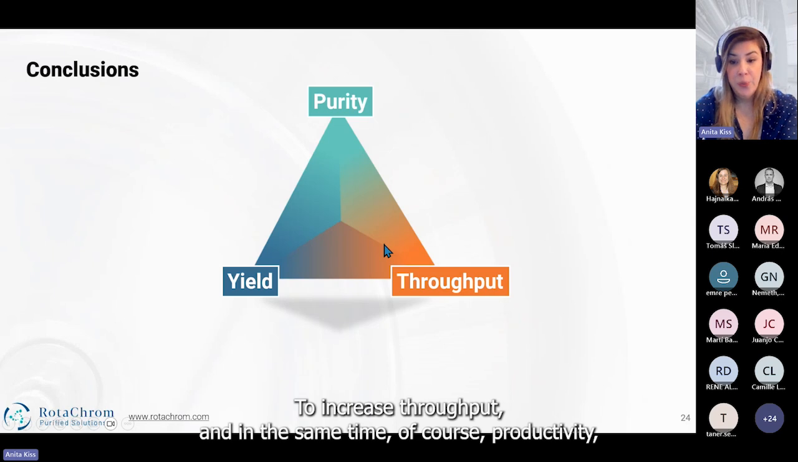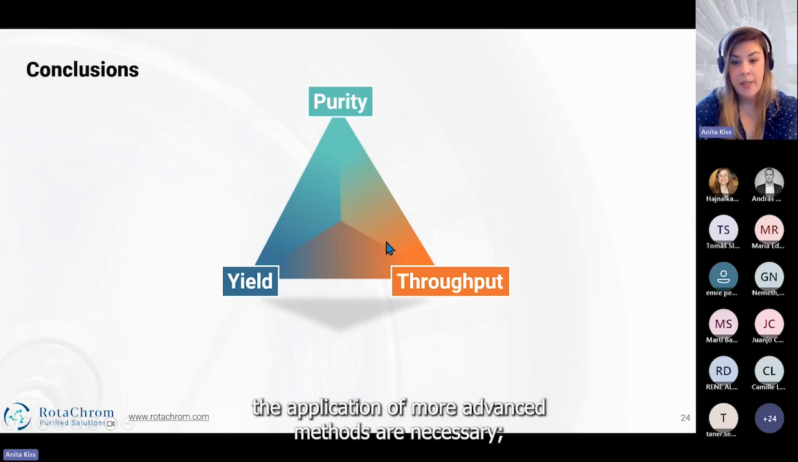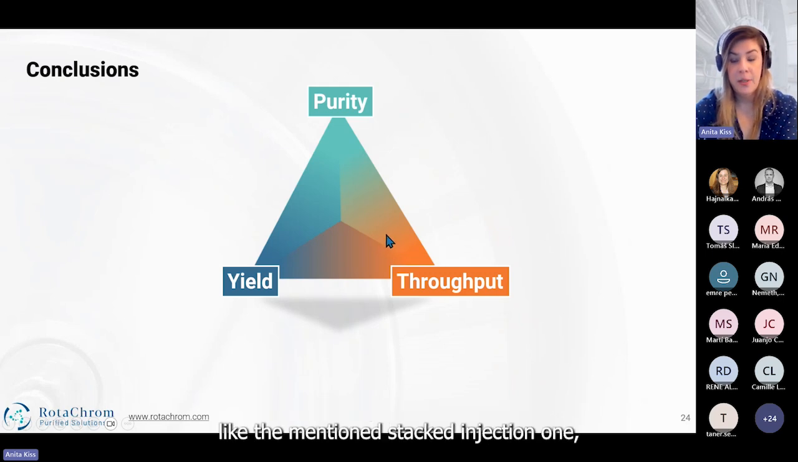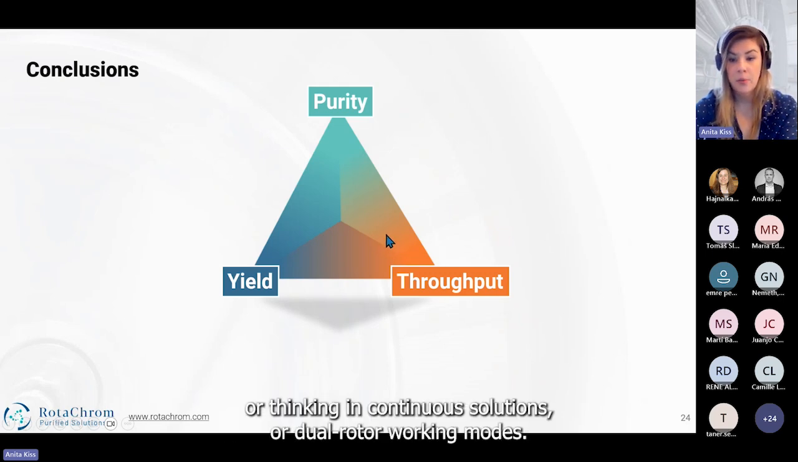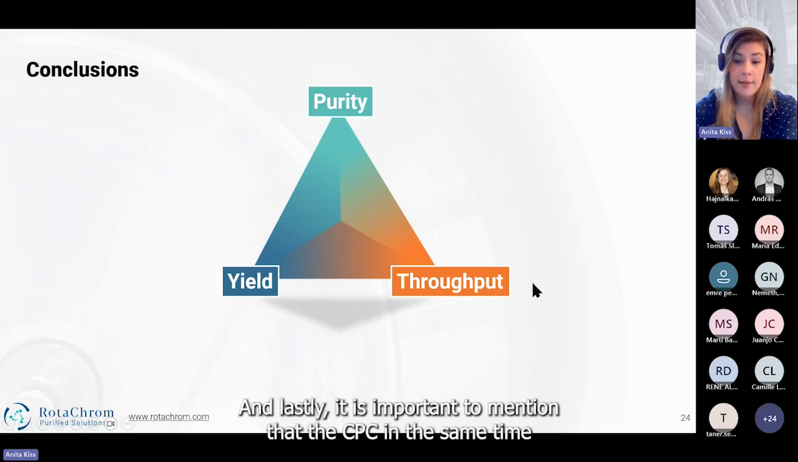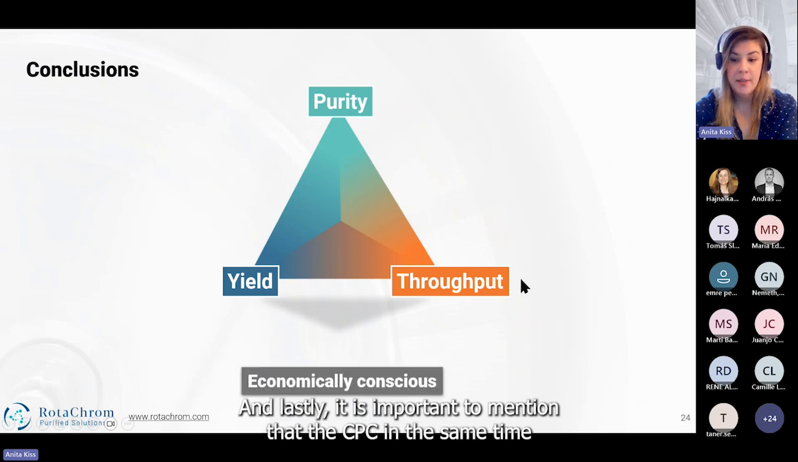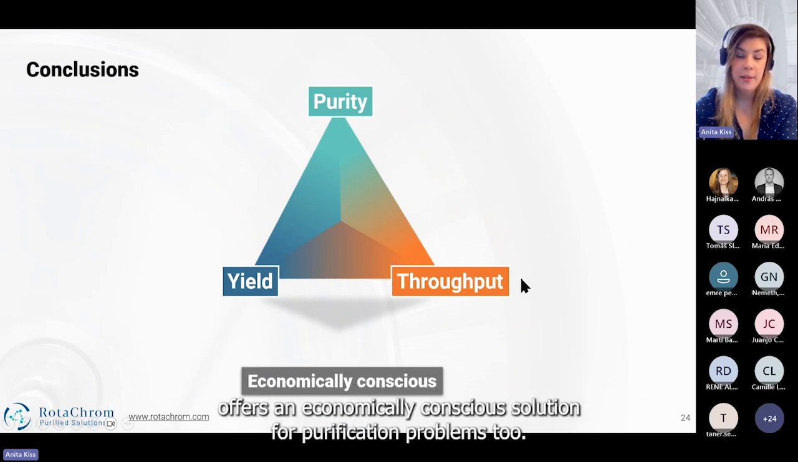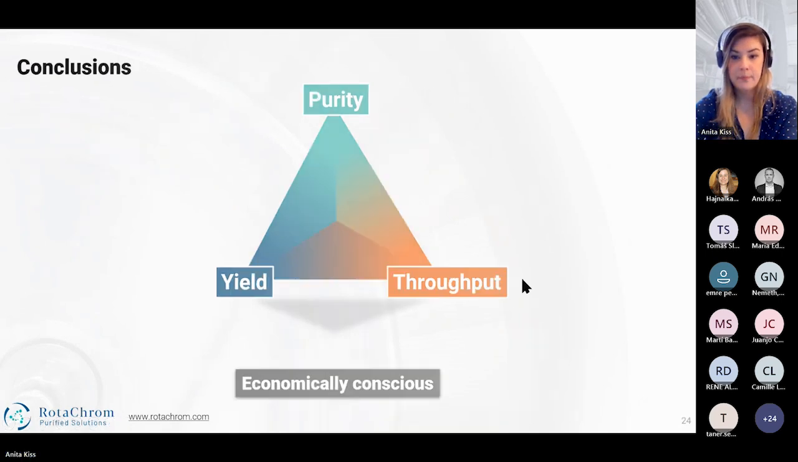To increase throughput and at the same time, of course, productivity, the application of more advanced methods is necessary, like the mentioned stacked injection one, or thinking in continuous solutions or dual rotor working modes. And lastly, it is important to mention that CPC at the same time offers an economically conscious solution for purification problems too.